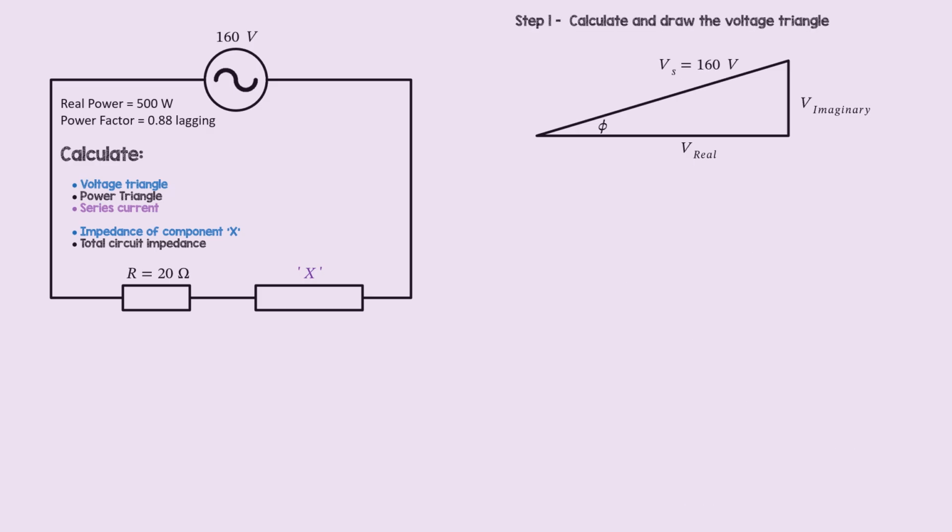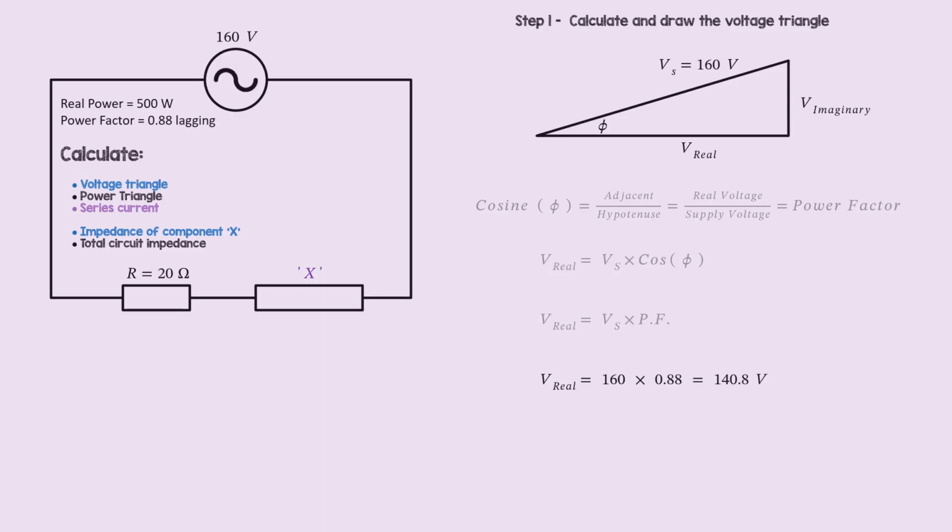Step 1. Calculate and draw the voltage triangle. The cosine of the phase angle is equal to the power factor. So the voltage across all resistances is equal to the supply voltage multiplied by the cosine of the phase angle, which is Vs times the power factor. So the real voltage is 160 multiplied by 0.88, which equals 140.8 volts.